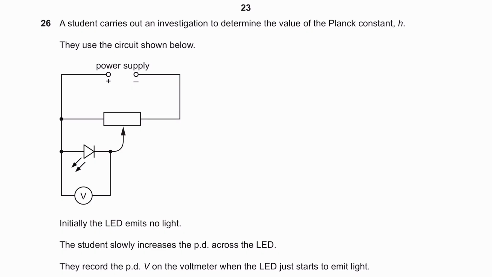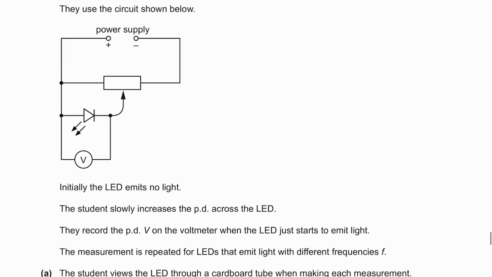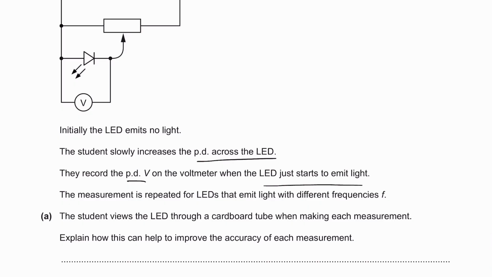A student carries out an investigation to determine the value of the Planck constant, h, and they use the following circuit. Initially the LED emits no light, and the student increases the potential difference across the LED. They record the potential difference on the voltmeter when the LED just starts to emit light. The measurement is then repeated for LEDs that emit light with different frequencies, and the student views the LED through a cardboard tube when making each measurement. Explain how this can help to improve the accuracy.